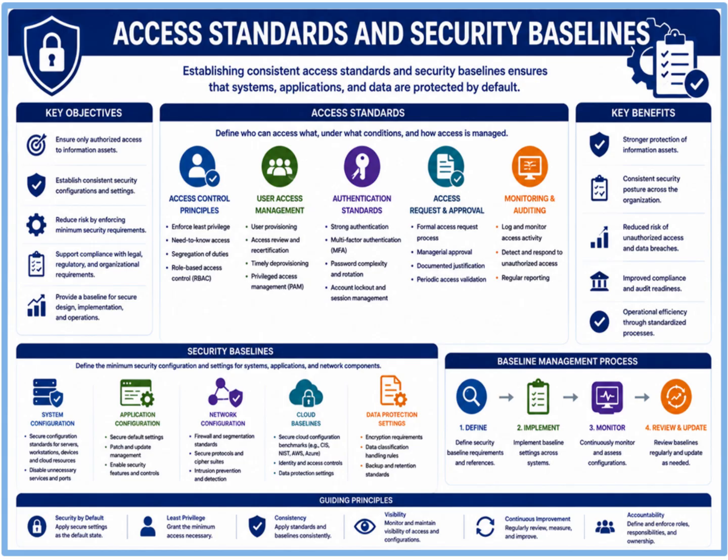Examples include secure server and workstation configurations, application hardening standards, firewall and network configuration standards, cloud security baselines, data protection and encryption settings. The baseline management process typically includes defining baseline requirements, implementing secure configurations, monitoring compliance, and reviewing and updating baselines regularly. Key guiding principles include security by default, least privilege, consistency, visibility and monitoring, continuous improvement, and accountability.